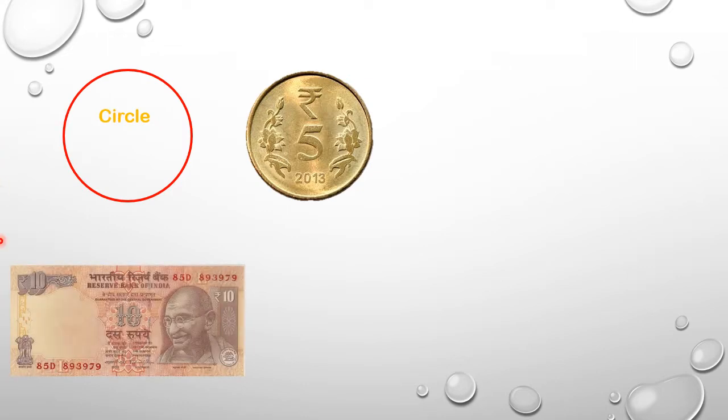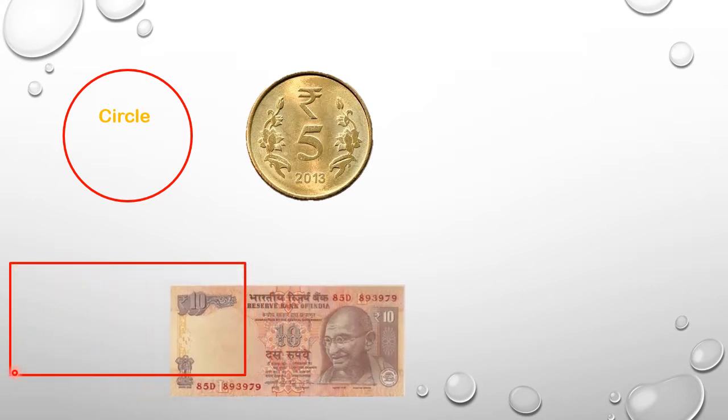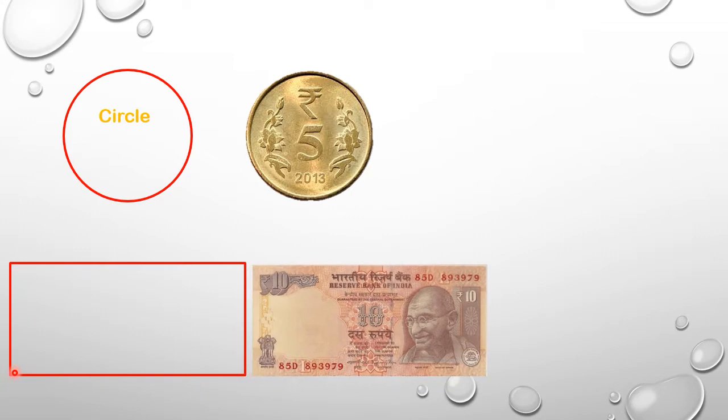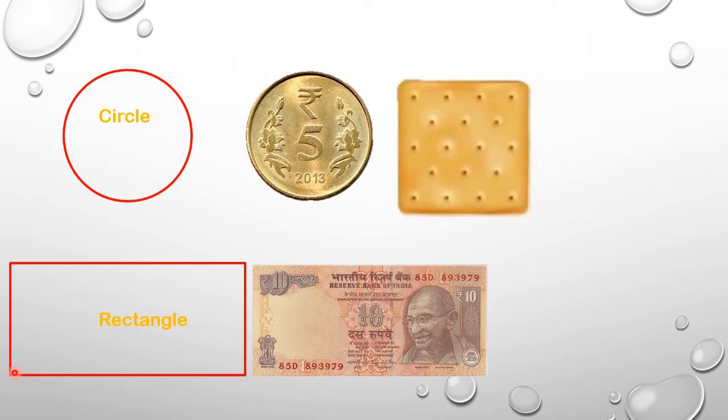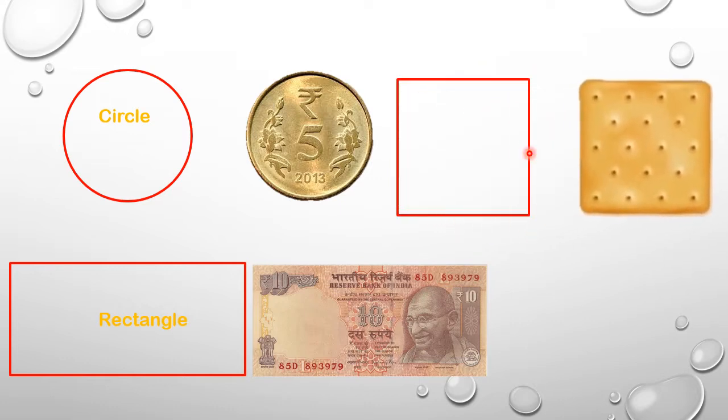The same way, now I am going to trace the outline of this 10 rupees note. So after tracing the outline, I got this shape. What is the name of this shape? This is rectangle. The same way, now I am going to trace the outline of this biscuit. After tracing, I got this shape. What is the name of this shape?